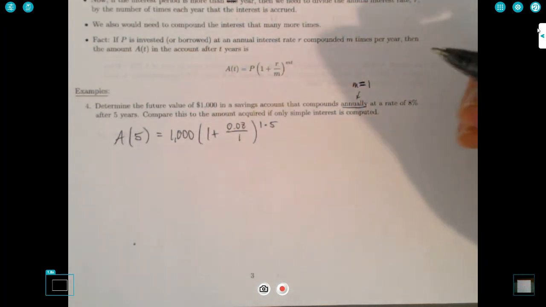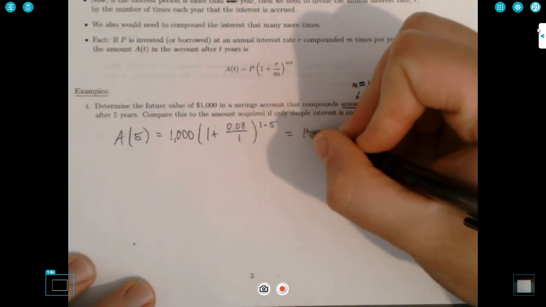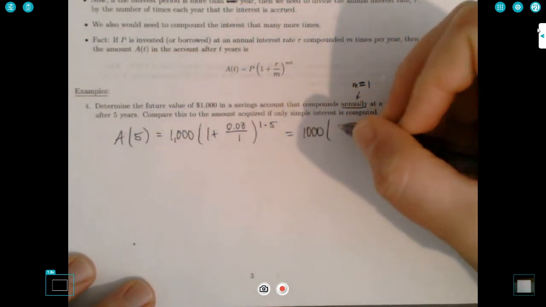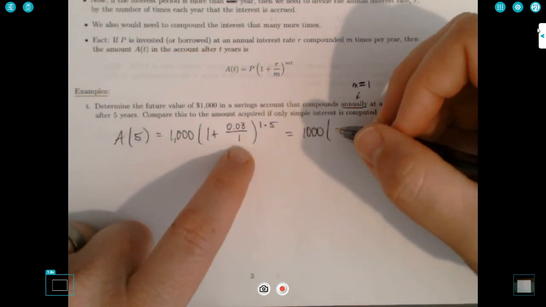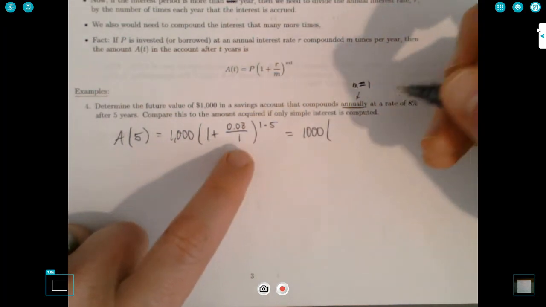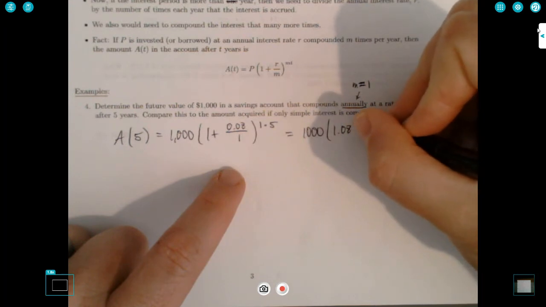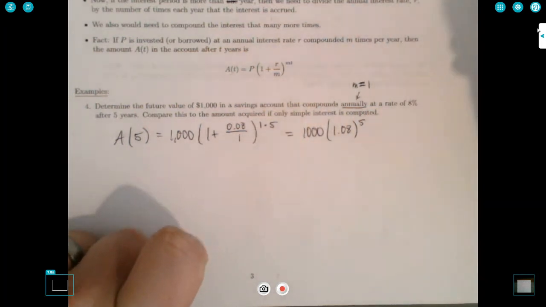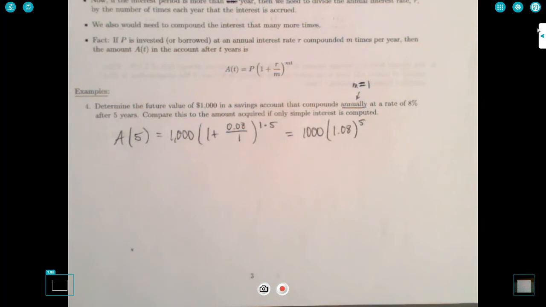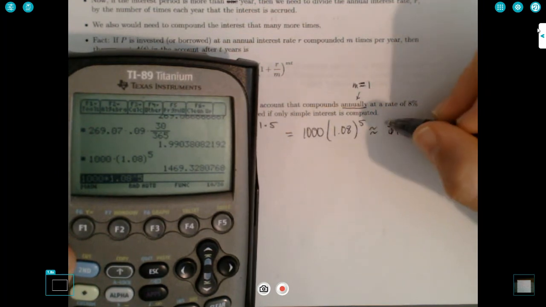Okay, so we can plug all that into our calculator. Just to make it a little easier, 0.08 divided by 1 is just 0.08, and 1 plus 0.08 is 1.08. 1 times 5 is 5. So that's what I'm going to punch into my calculator: 1,000 times 1.08 to the 5th. That comes out to about $1,469.33.